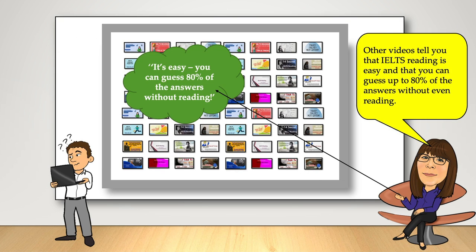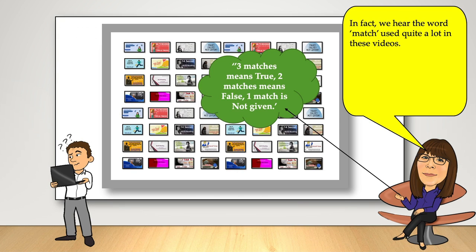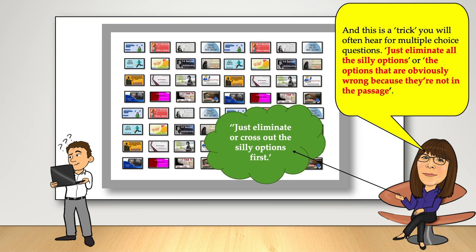Other videos tell you that IELTS reading is easy and that you can guess up to 80% of the answers without even reading, or that you can answer by just matching words. One video tells us that 3 matches means the answer is true, 2 matches means false, and 1 match means not given. In fact, we hear the word match used quite a lot in these videos. And this is a trick you'll often hear for multiple choice questions. Just eliminate all the silly options, or the options that are obviously wrong because they're not in the passage.